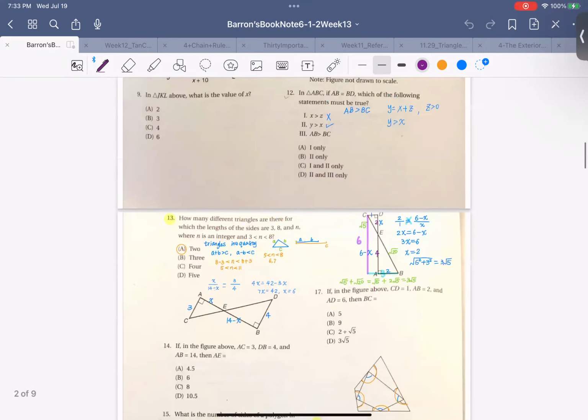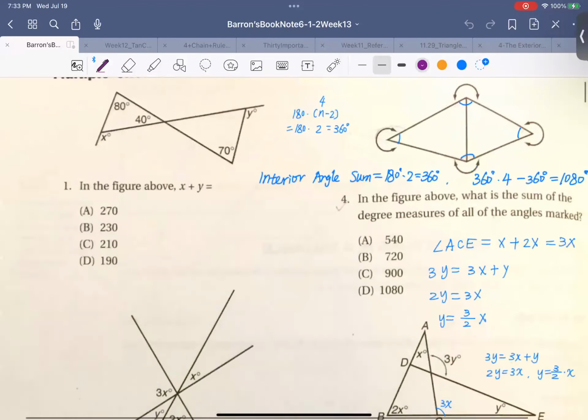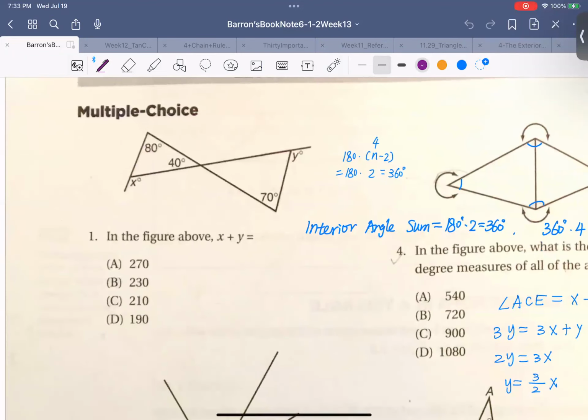So let's see here. Look at this. The first one, I'm going to call Angela. Let's see here. In this graph, they show you this angle is X. They show you this angle is Y. Let's figure out how much is X plus Y. You can calculate X will be.